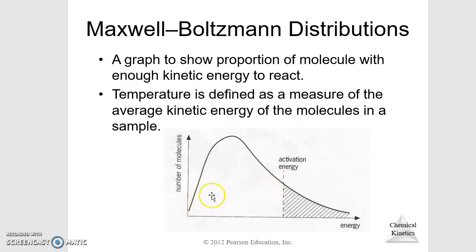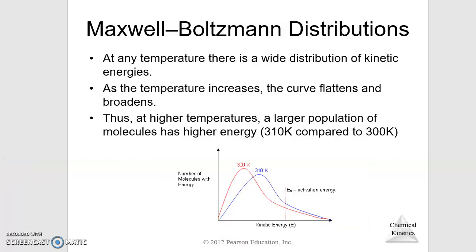And this graphs all of the energy that all of the molecules have, and any molecules past the activation energy barrier, to the right, are the molecules with sufficient energy to react. Obviously, this graph can change if you change certain characteristics.